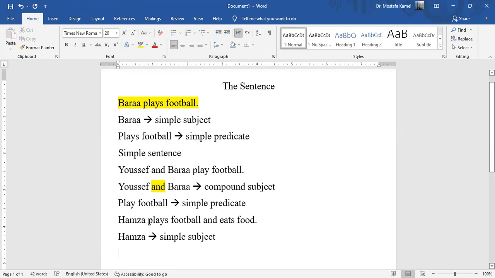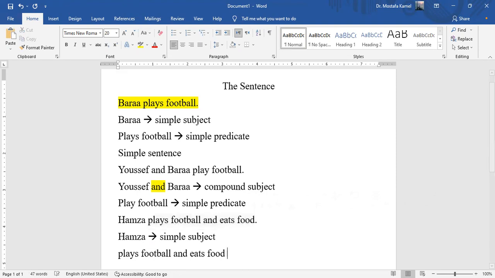What about the rest? The verb is plays. Plays football. Yes. All of this, Hamza, is called a predicate. Very good.